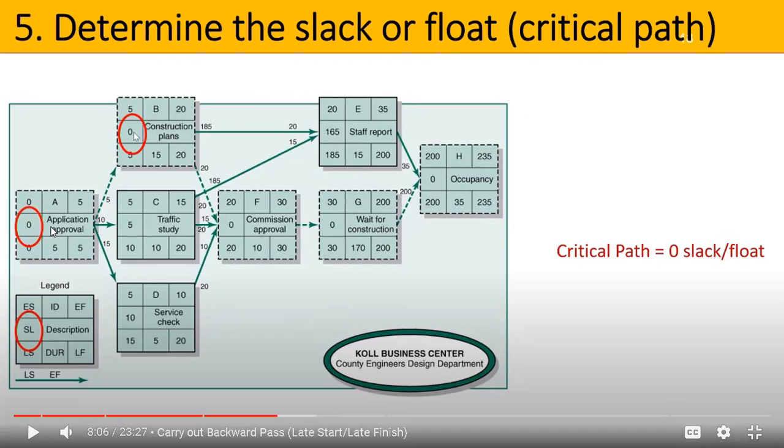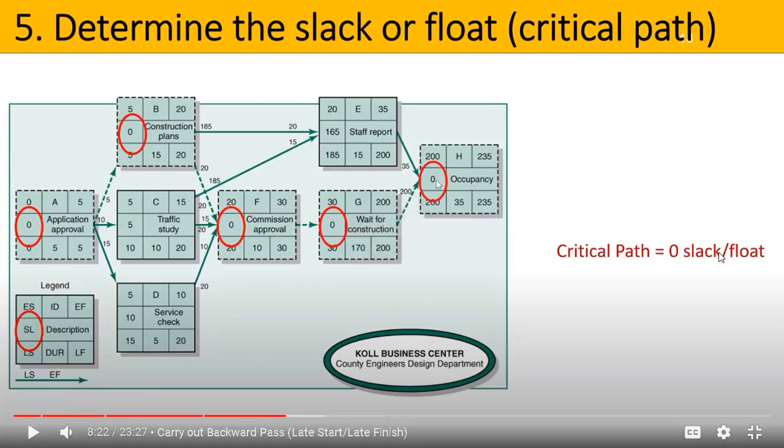Most of the time, if you don't want to draw it thick and you have a color pen, you color it in red. In Microsoft Project, it automatically will come out in red by itself. This must be on the critical path. Next, the commission approval has 0. It's on the critical path. It leads to waiting for that construction. No slack or float again, no time up our sleeve. It's on the critical path. And lastly, so is occupancy.